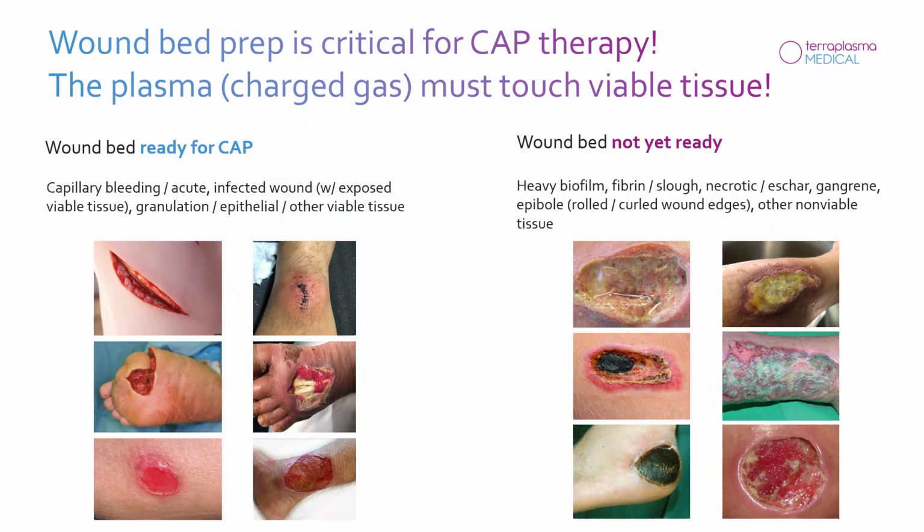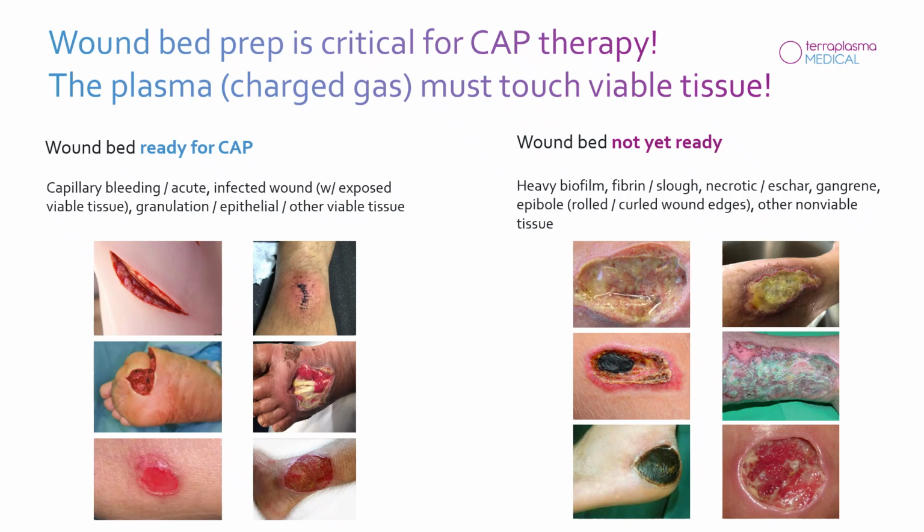Let's go one step deeper. Wound bed preparation is critical for CAP therapy. The plasma is a charged gas, and the charged gas must touch viable tissue. On the right side, we see a wound bed that is not yet ready for CAP. It shows heavy biofilm, fibrin or slough. It shows necrotic tissue or ischemia. It shows rolled or curled wound edges or other non-viable tissue types.